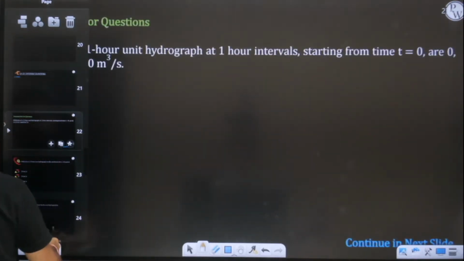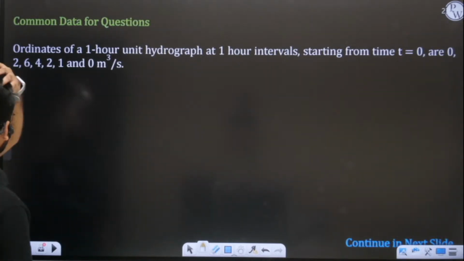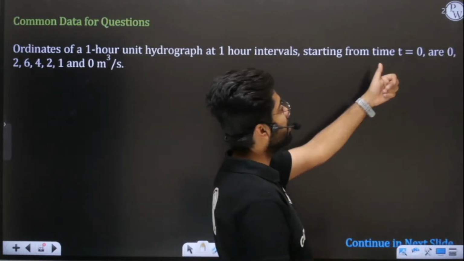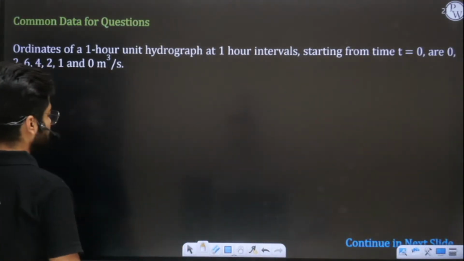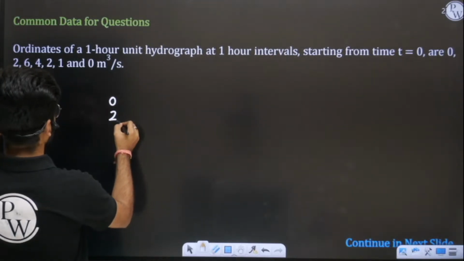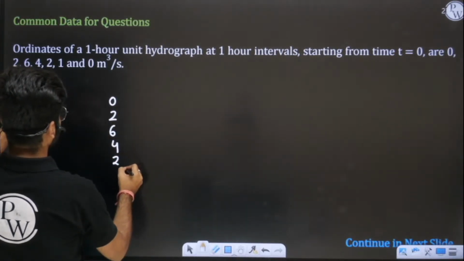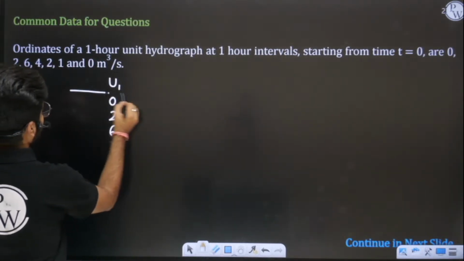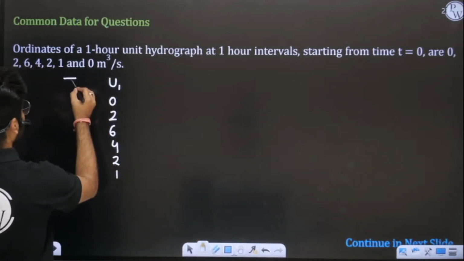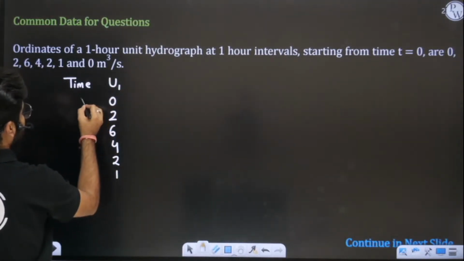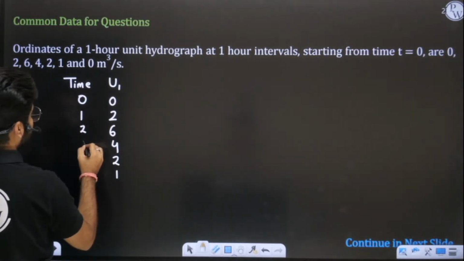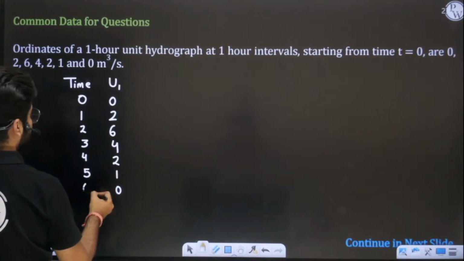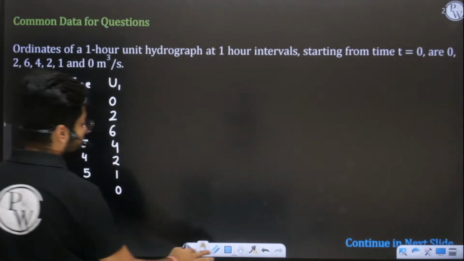Okay, so let us solve one GATE problem. In this, ordinates of 1R unit hydrograph at 1R intervals starting from t equal to 0 are 0, 2, 6, 4, 2 and 1 at a gap of 1 hour interval. See, this is a unit hydrograph which is given to you, and the time gap is 1 hour.